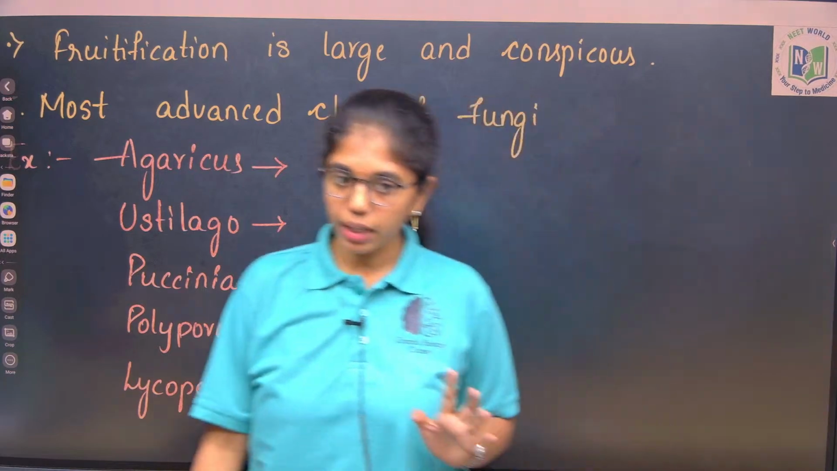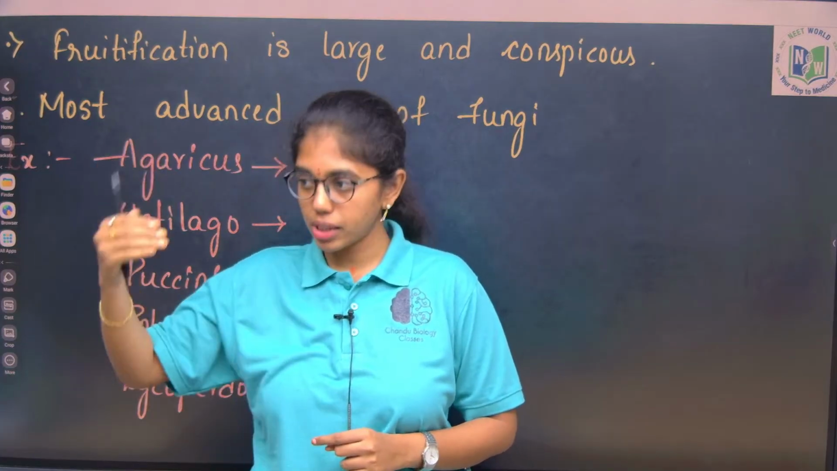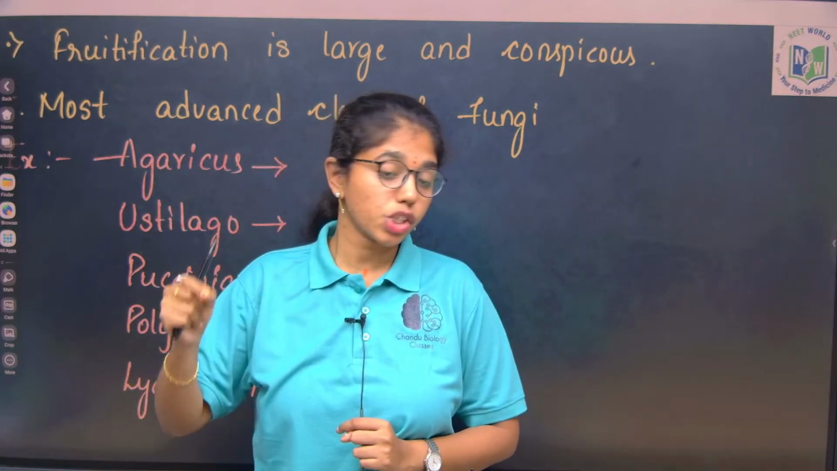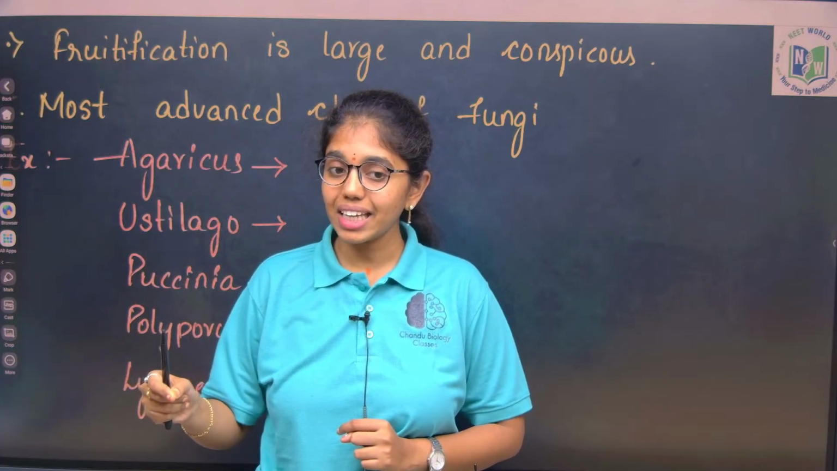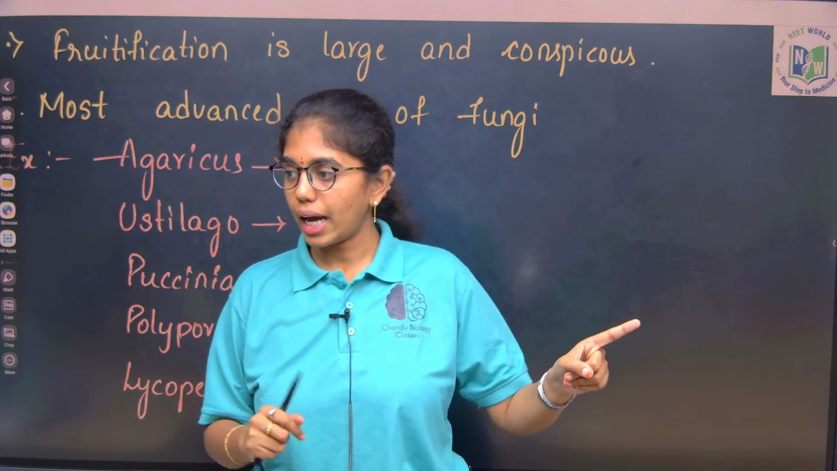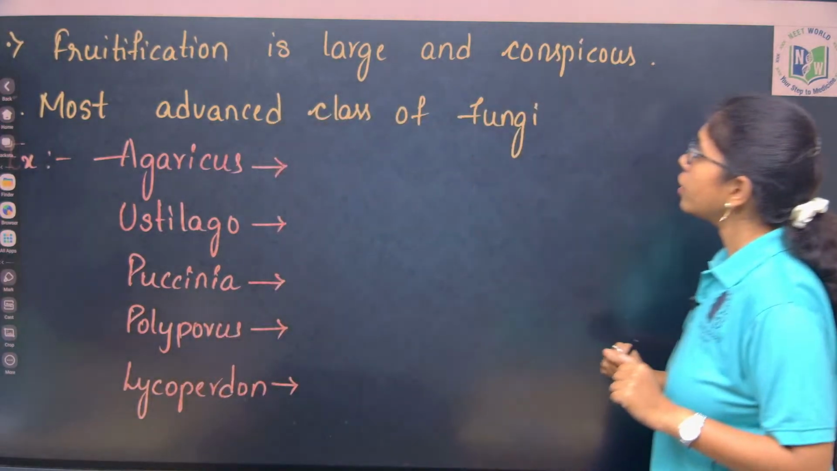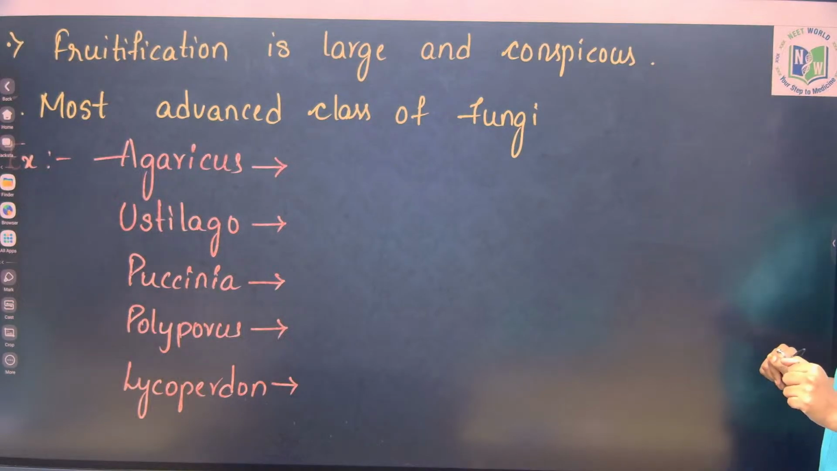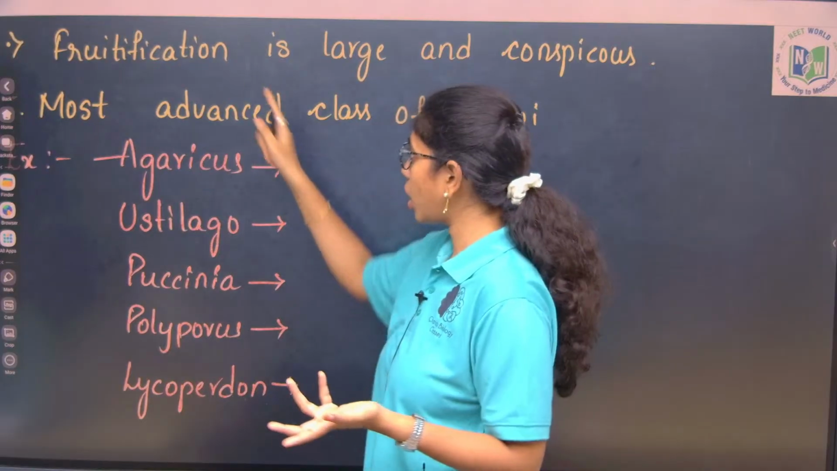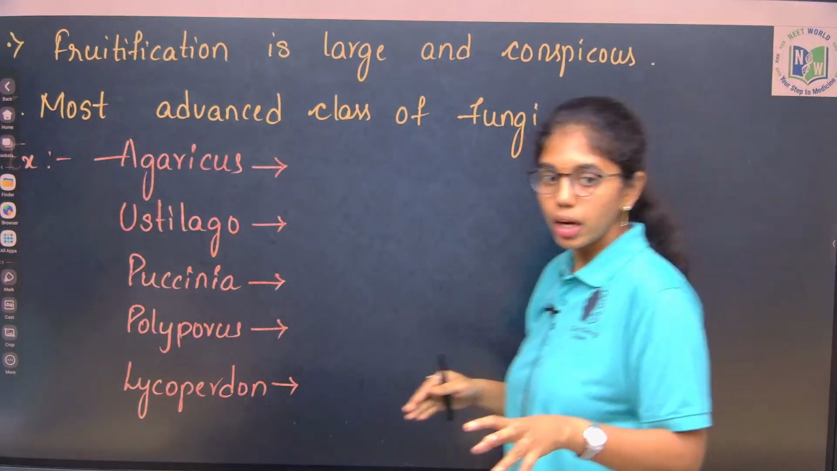Remember, again and again I am telling you, the only asexual spore which is exogenously released among the examples we have learned is conidia. The only sexual spore which is exogenously released is basidiospores. Fructification is large and conspicuous in basidiomycetes. This is the most advanced class of fungi, because it has large and conspicuous fructification, and here only sexual stages are involved.